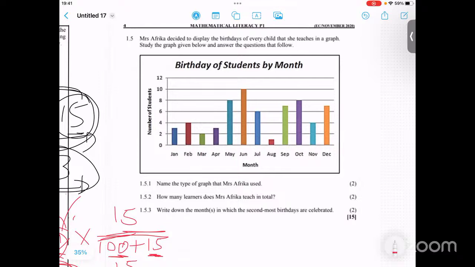But before we go to the questions, do we have anyone who doesn't have a better understanding of the graph? Or are we all good?